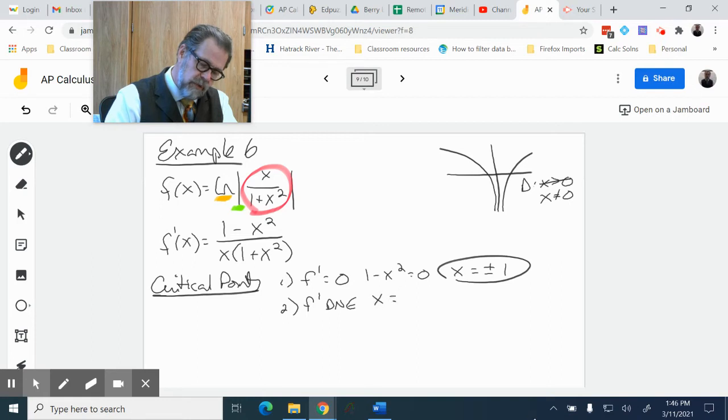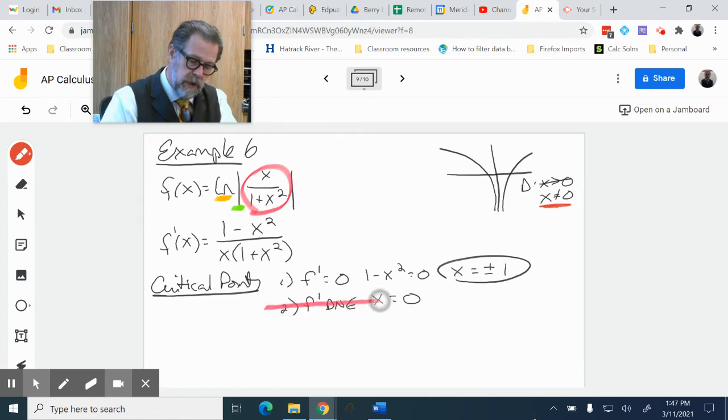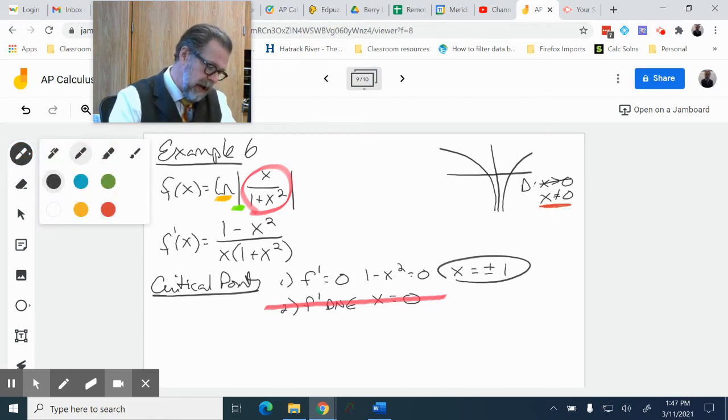2, f prime does not exist. Well, x equals 0, then this will not exist. But 1 plus x squared, never 0, so that's the only place that this doesn't exist. Now notice that the domain does not include 0. This is not a critical point because that number is not in the domain of this function. All right, let's talk about endpoints.